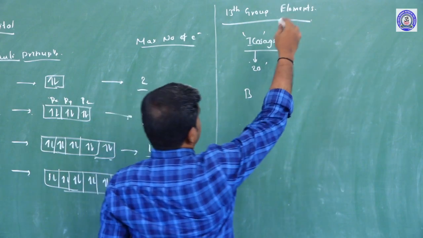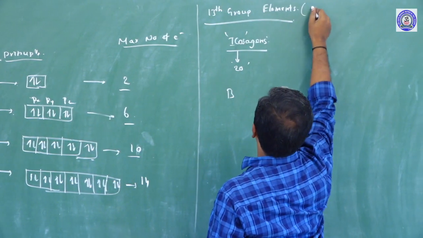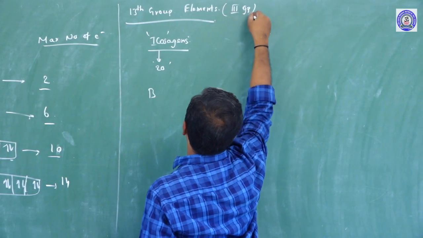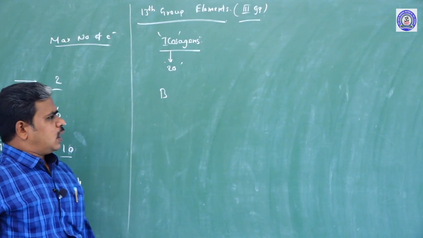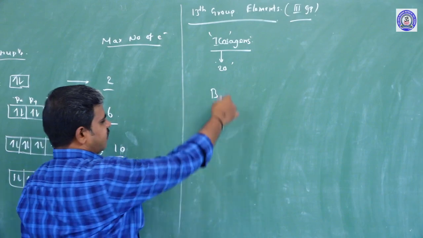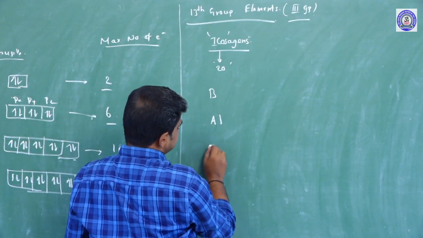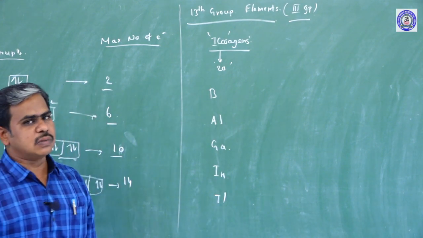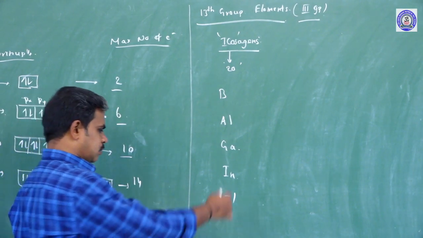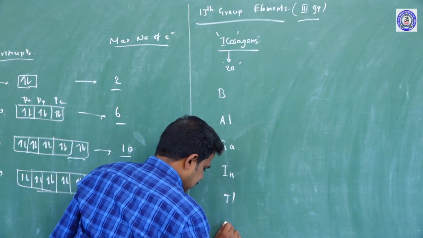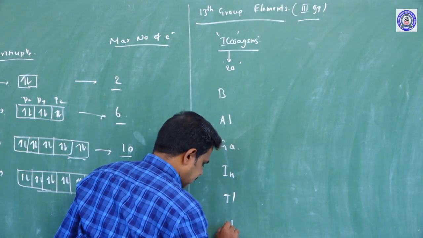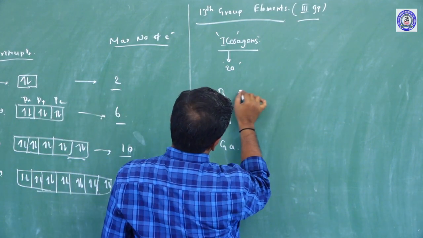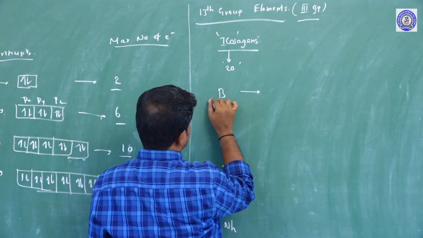According to Mendeleev, these 13th group elements are called the third A group. What elements does the 13th group consist of? Boron, aluminium, gallium, indium and thallium, and the newly discovered element, nihonium, Nh.